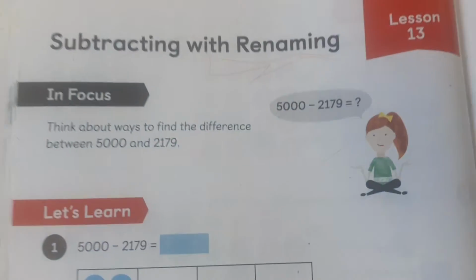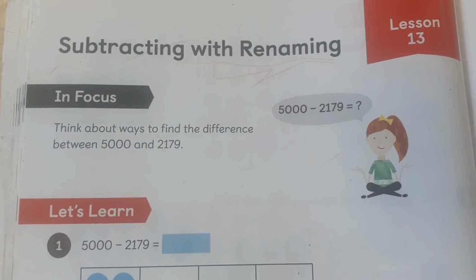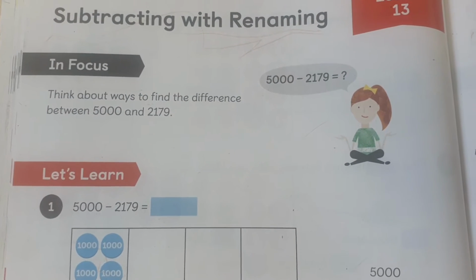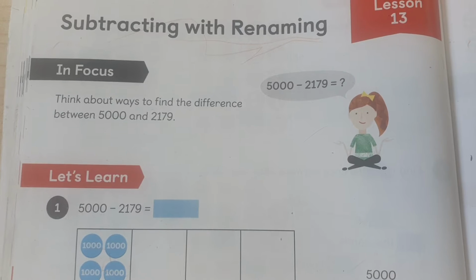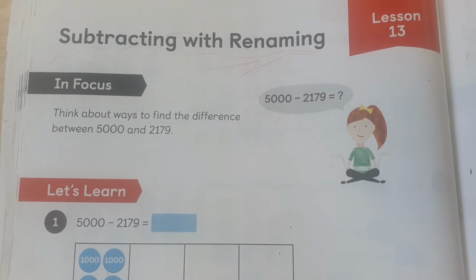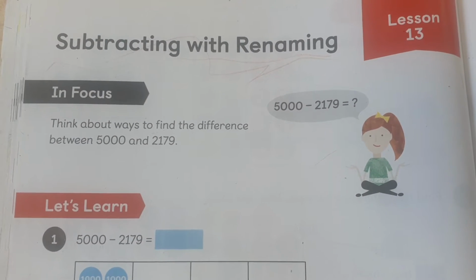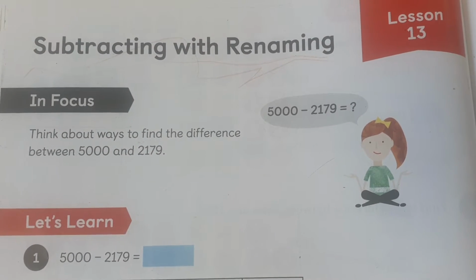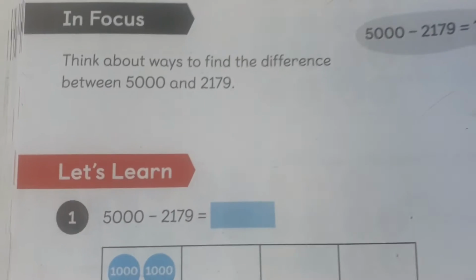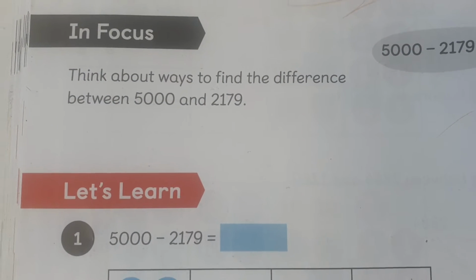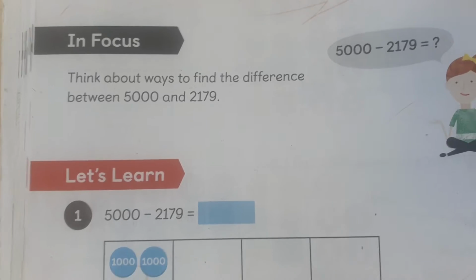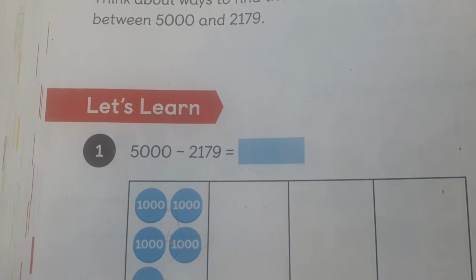Okay, so it says, think about ways to find the difference. So how do we find the difference? We subtract, or we can say take away. To find the difference between 5,000 and 2,179, how could we do that? How can we find the difference? What would you do? Have a go.